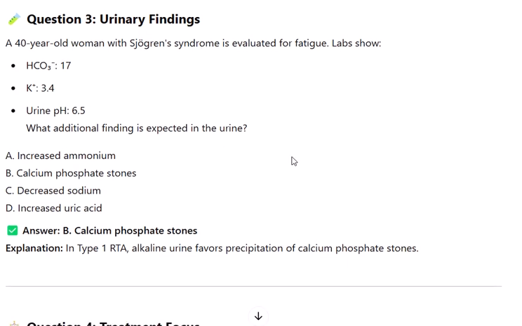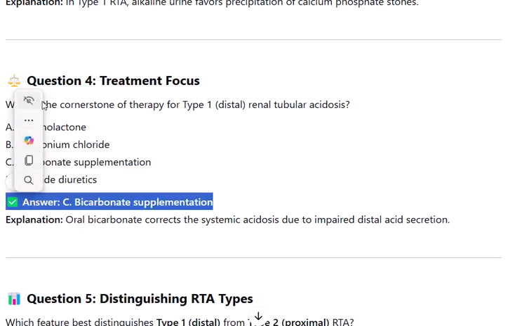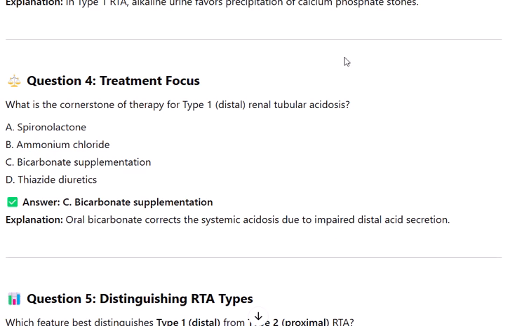Question 4. Treatment focus. What is the cornerstone of therapy for type 1 distal renal tubular acidosis? A. Spironolactone. B. Ammonium chloride. C. Bicarbonate supplementation. D. Thiazide diuretics. Answer C. Bicarbonate supplementation. Explanation. Oral bicarbonate corrects the systemic acidosis due to impaired distal acid secretion.